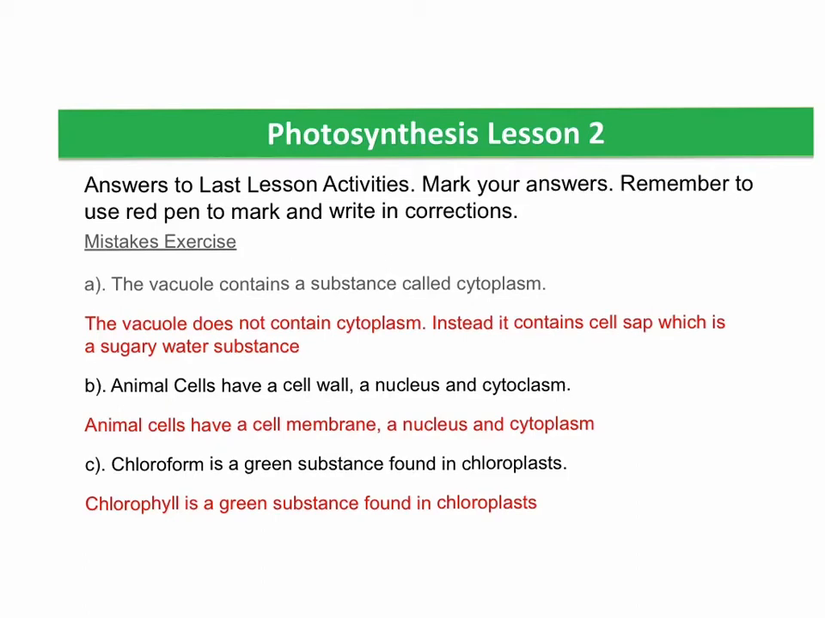So this is the second photosynthesis lesson, and to start with we're going to answer and correct our questions from the last lesson. In the last lesson you had 5 or 6 statements with mistakes in them, and you had to spot the mistake and correct it. So I want you to get out your red pen and mark it. If it's correct, give it a tick. If it's wrong, put a cross against it, and then put your corrections in.